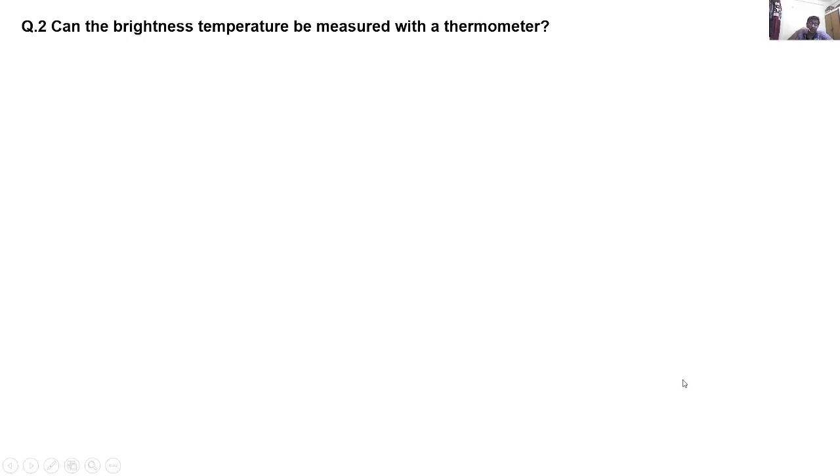So no, a thermometer does not work by measuring the brightness temperature. It only measures the thermal properties. Okay, so let's write it down.